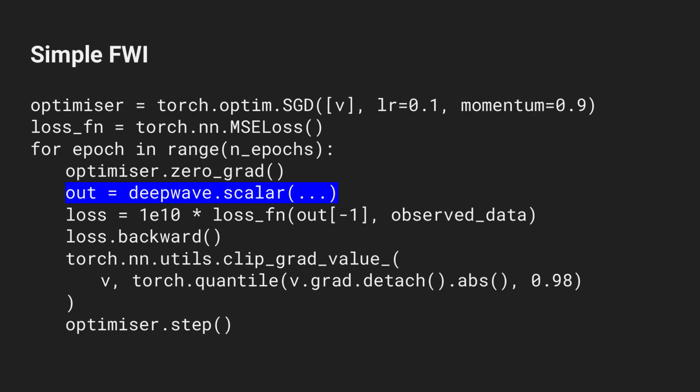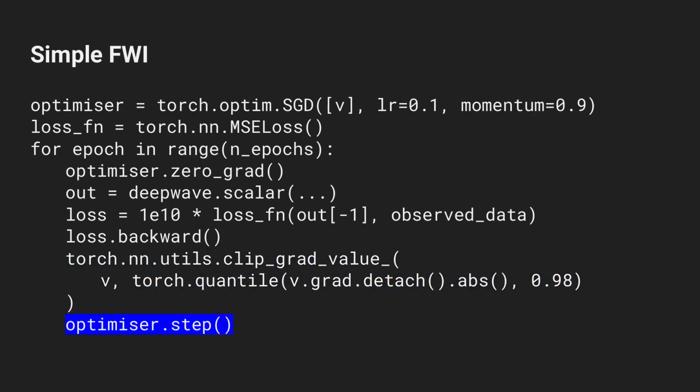Then we calculate the loss by using the loss function that we specified, mean squared error in this case, to compare the output of our forward modeling and the true observed data. Backpropagation, to calculate the gradients, occurs when we call backward. In this example, I then clip the gradients to stabilize the inversion because the amplitudes near the sources and receivers are so much larger than those near the bottom of the model.